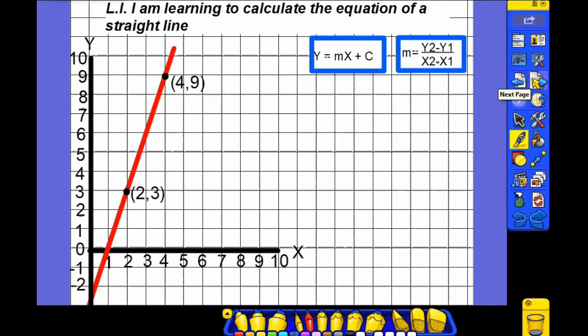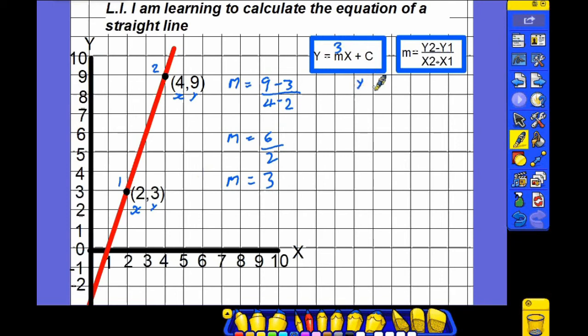So, got another one here, steeper gradient this time. So let's solve the gradient first of all. M equals, here's 2, here's 1, here's x and y, here's x and y. So 9 minus 3 divided by 4 minus 2. 9 minus 3 is 6, divided by 2. So m in this case, 6 divided by 2, is 3.